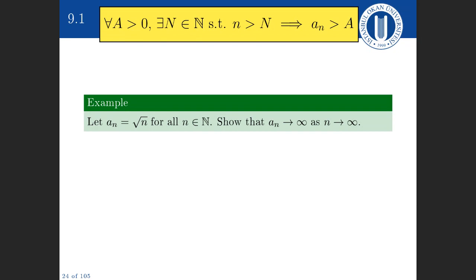I've written the definition of diverges to infinity, or limit is equal to infinity, at the top. For all A greater than 0, there exists capital N in the natural numbers such that small n greater than capital N implies An is greater than capital A. We're going to be using this definition to prove some examples. For the first example, let's look at the sequence square root of n, and we're asked to show that An tends to infinity as n tends to infinity.